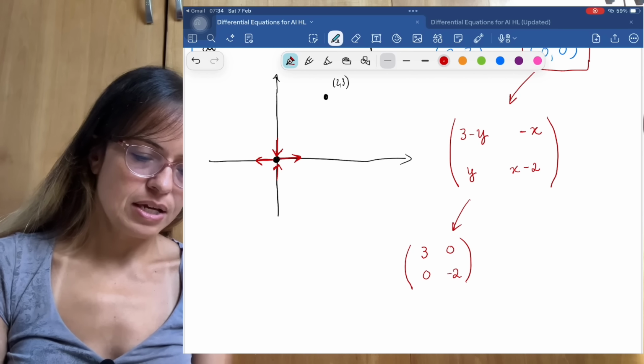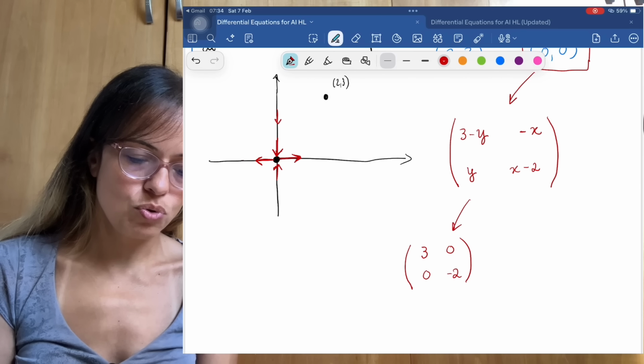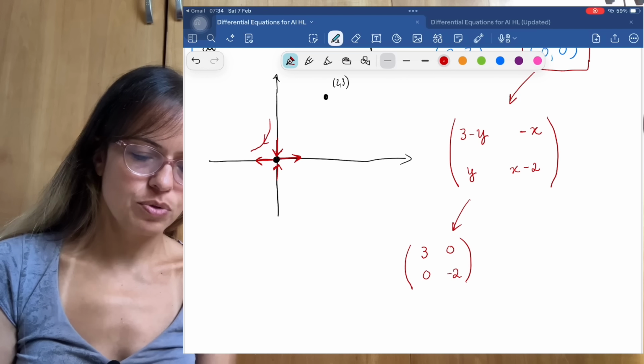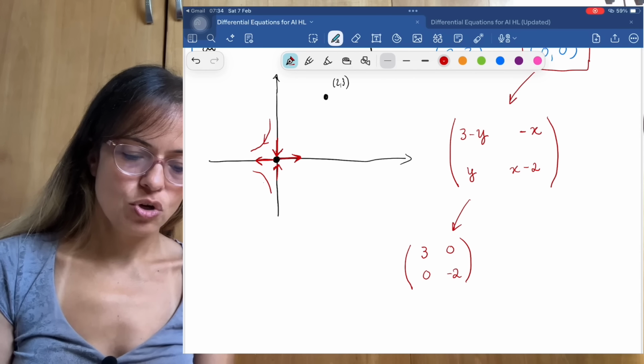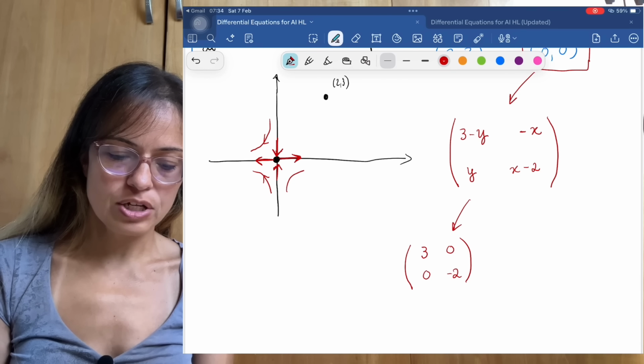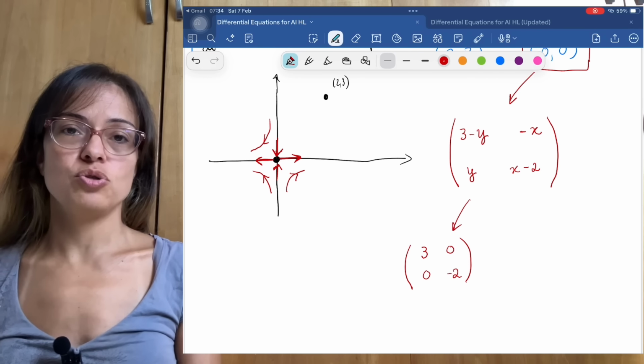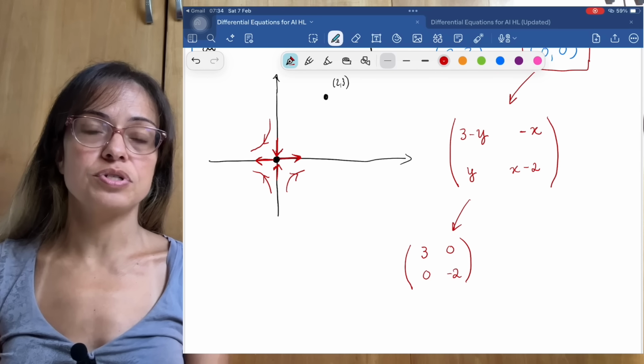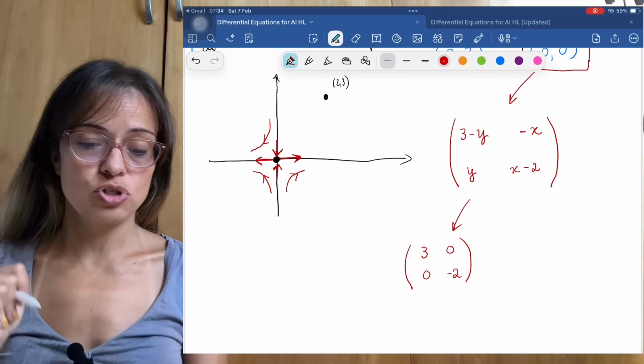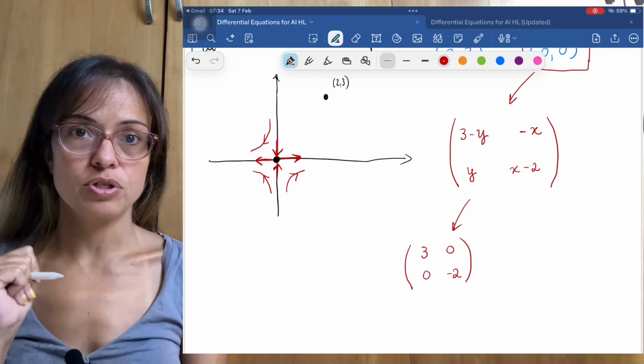Already on the left side, I am going to be able to connect the trajectories because there is no other equilibrium point over there. I guess down here as well. The only quadrant that I'm not going to do anything to yet is the first quadrant, because first I want to check what happens to that other equilibrium point, (2, 3).